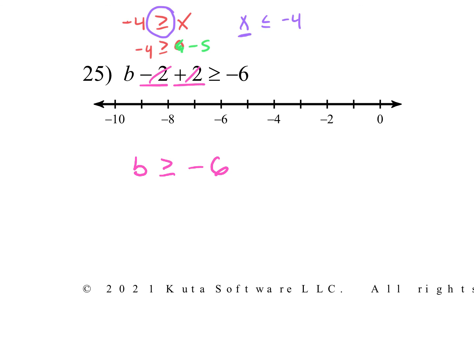Do I have an open circle or closed circle at negative 6? Closed circle. And then which direction am I going to point? Tyler? Right. To the right. Awesome. Because I could say negative 5 is greater than negative 6. Negative 5 is to the right.